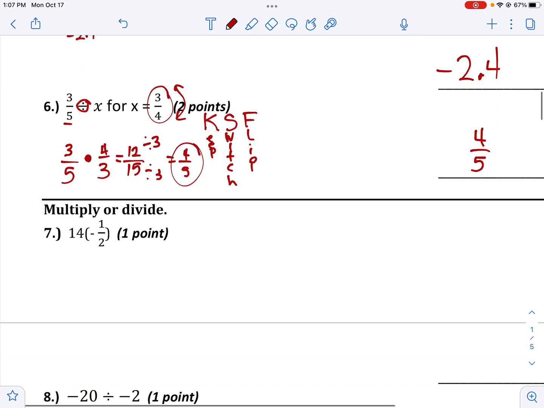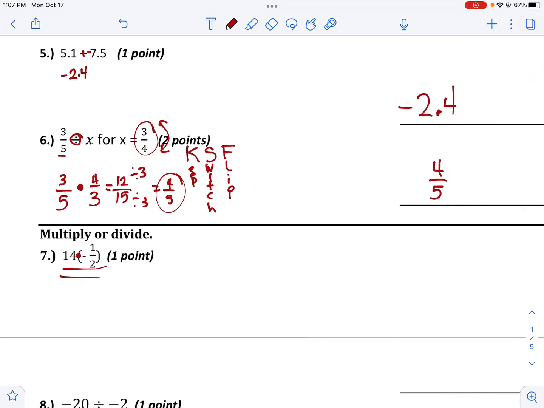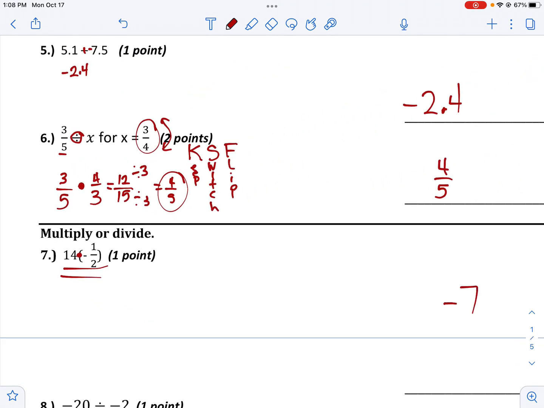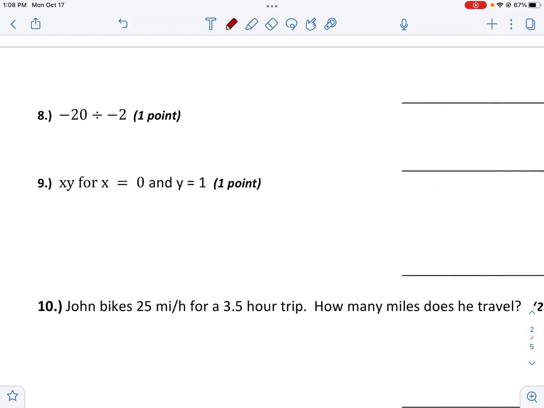All right, multiply or divide. We can plug this straight into the calculator and have 14 times, remember there's multiplication there. If you want to, put it in there. 14 times negative 1/2 in the calculator, that is negative 7. Hopefully you did well on the first page. Let's go ahead and continue to the second page.